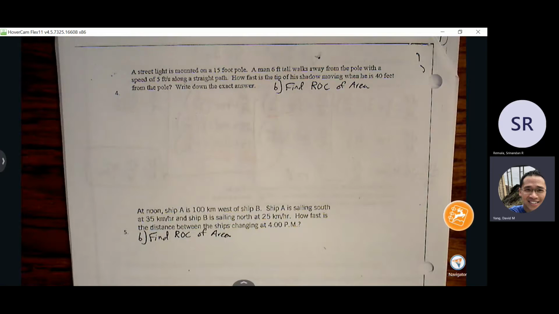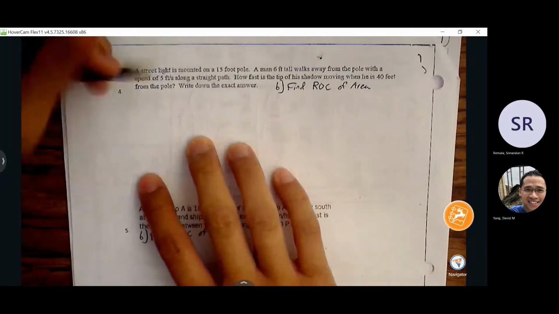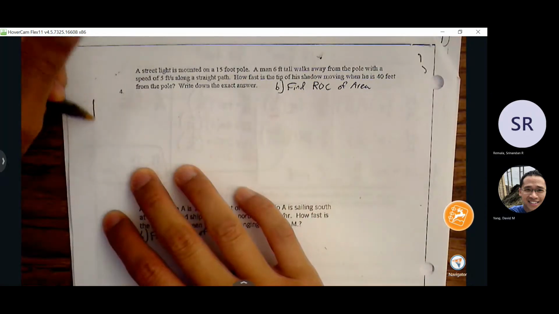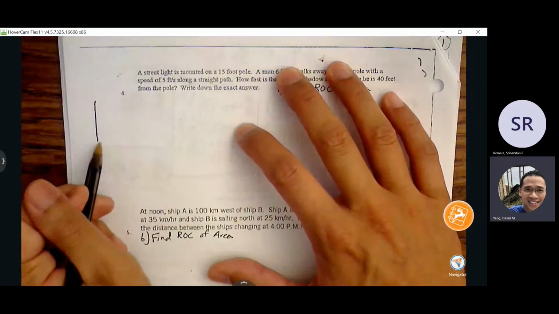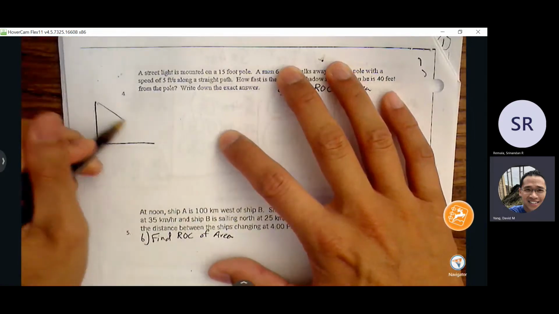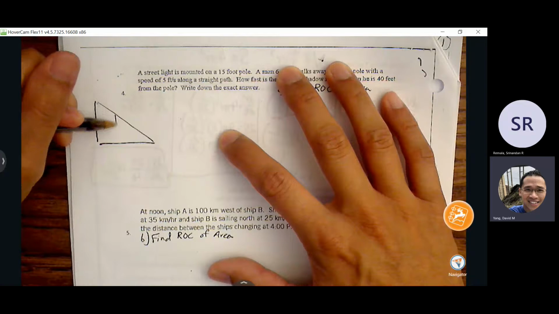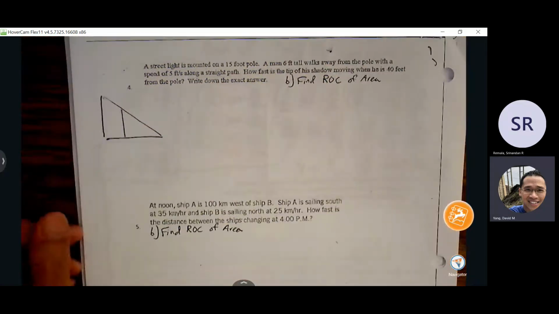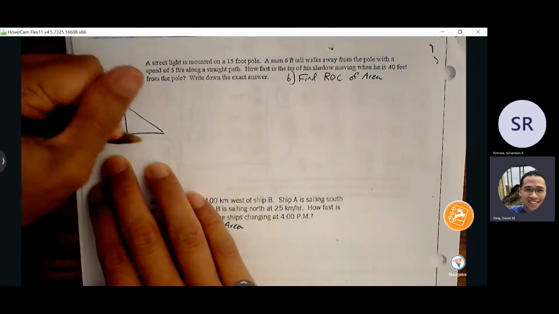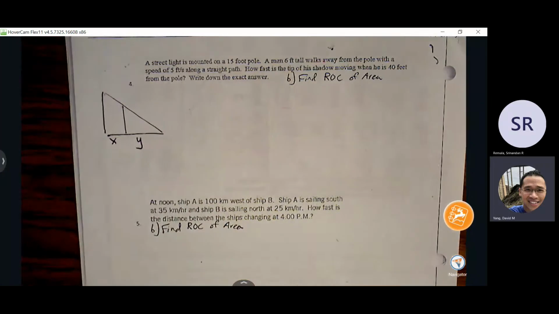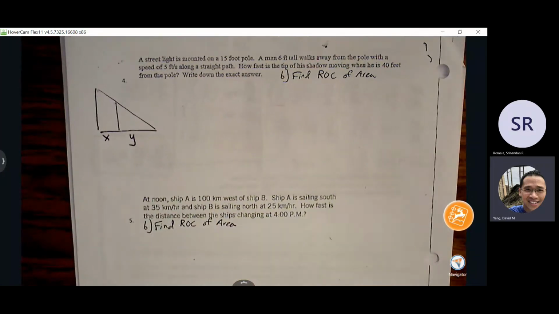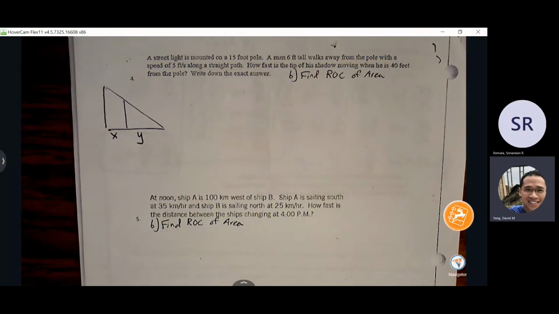The shadow problem here. It's always going to be set up the same way. We have a triangle within a triangle. Call this X, I'll call this Y. The only thing that's going to be different is we have to assign those vertical parts there.